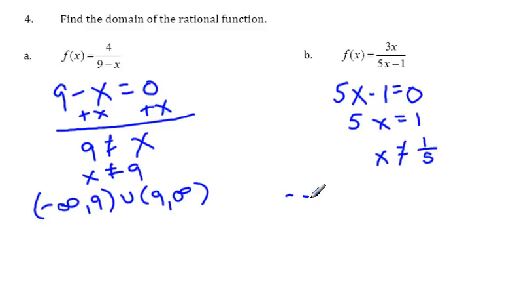So again, in interval notation, that would go from negative infinity to 1 over 5, parentheses on both ends, and 1 over 5 to positive infinity. And that again indicates that x can be any number from negative infinity to positive infinity, except the number 1 over 5, because it has a parentheses next to it.